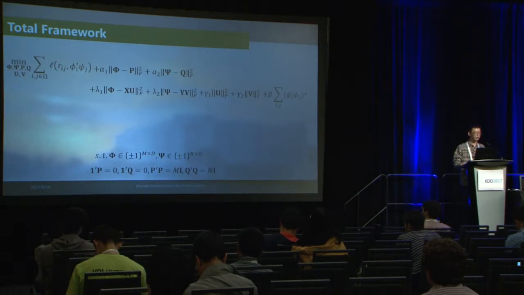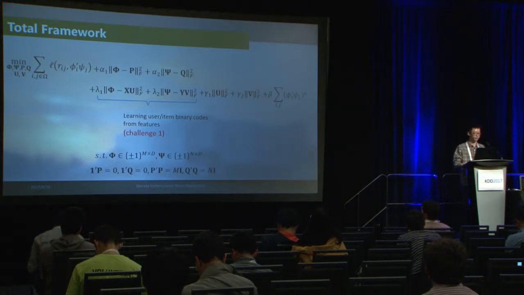So here is our total framework. It consists of many terms, and each term has its own function. First, these two terms can help solve the cold-start problem by learning user and item binary codes from features. And as mentioned before, the last term is the interaction regularization term, which can make good use of implicit feedback.